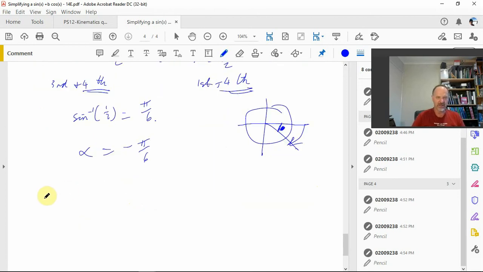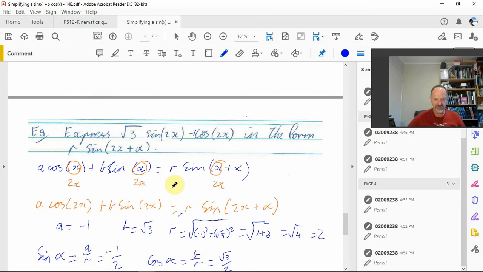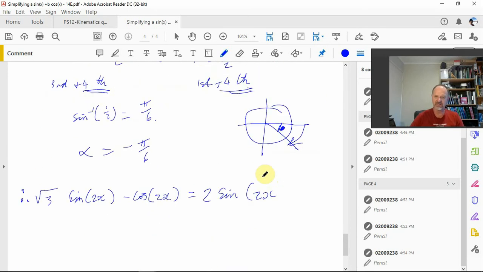So, therefore, root 3 sine 2x minus cos 2x will be equal to r, which is 2 sine 2x minus pi on 6. Let's just check there, it's plus here, right? It's plus there. Plus and a minus is a minus. So minus pi on 6.